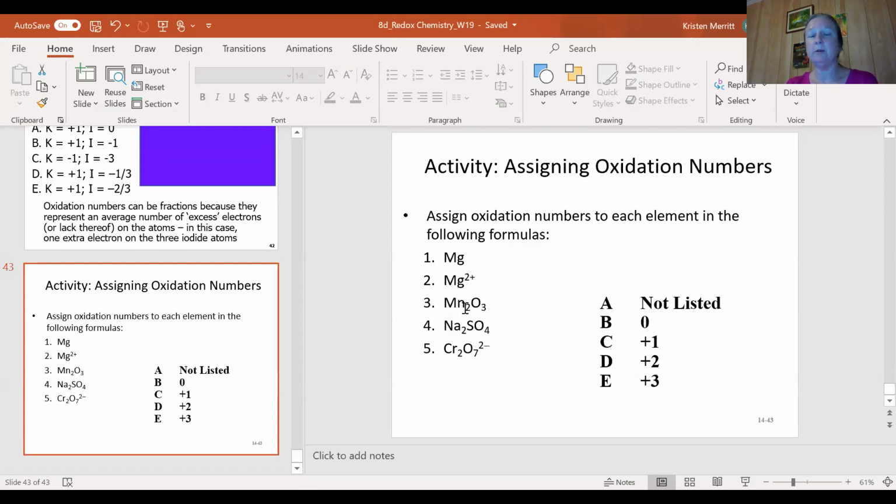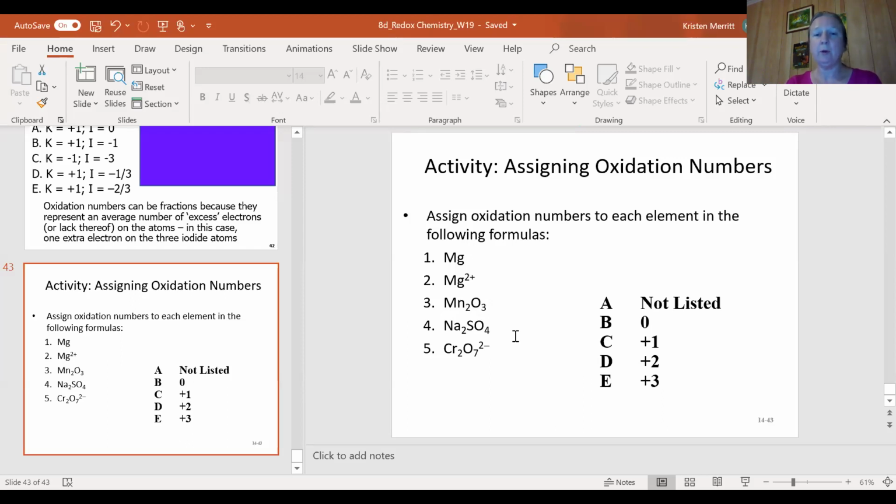Manganese trioxide. Actually, it's manganese oxide. Manganese 2 oxide. Okay, let me get my nomenclature right. That is manganese 2 oxide. So my oxygen is going to have a -2. That's not a peroxide. So that's a -6 over here. That has to be balanced by a +6 over here because this is a neutral molecule, which means I have 2 manganese to be a +6. So each manganese has to be a +3. So your answer for that one will be E.